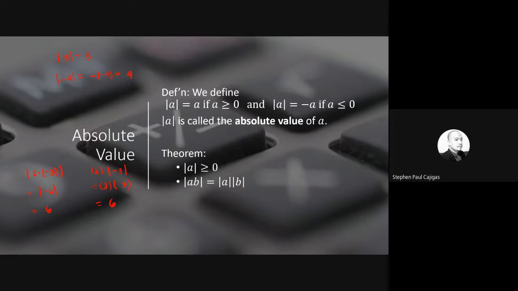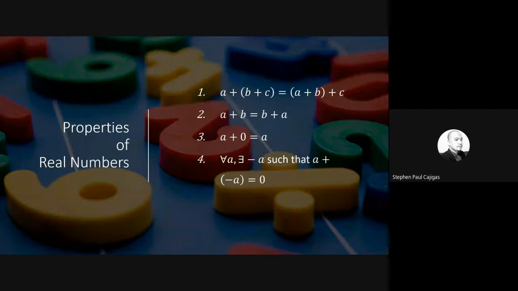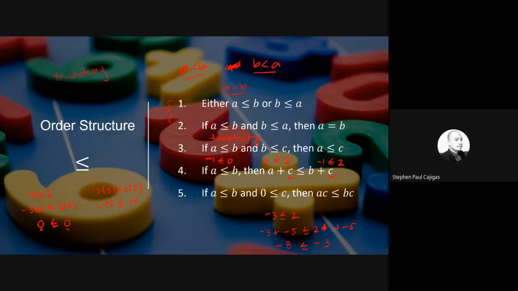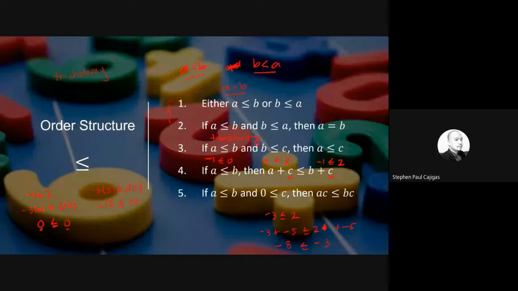Then you will write this in, research these proofs, so you can submit a soft copy later on. So again, what you need to look for: the consequences of the properties of real numbers 2 up to 10, the consequences of the order structure, 1 to 7, and the triangle inequality theorem. So you need to look for the proof of all of these.